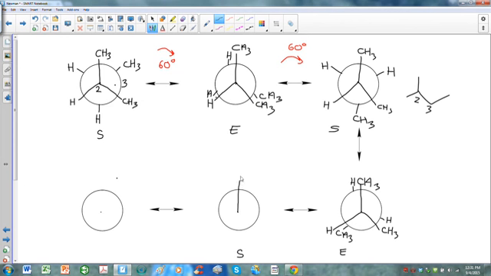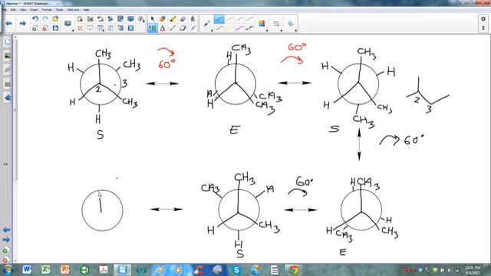Once again, I keep my front carbon groups exactly the same. So I'm drawing everything on my front carbon exactly the same as it's been all the way through. I'm going to put my staggered bonds here because I know I just had an eclipsed. So what group is going to go here? Well, remember, each time I'm rotating 60 degrees to the right, or clockwise, however you want to look at it. So it's going to be a hydrogen here, a hydrogen here, and a CH3 here.